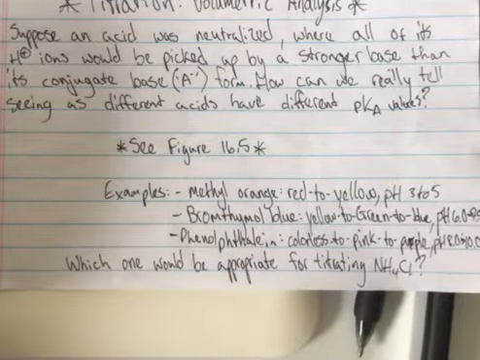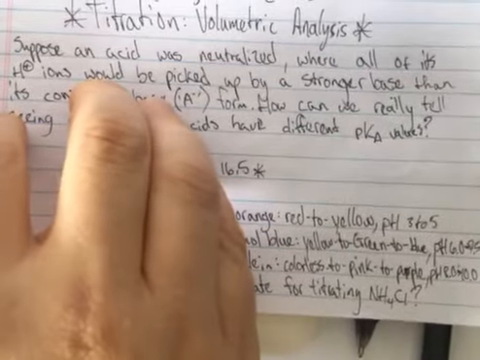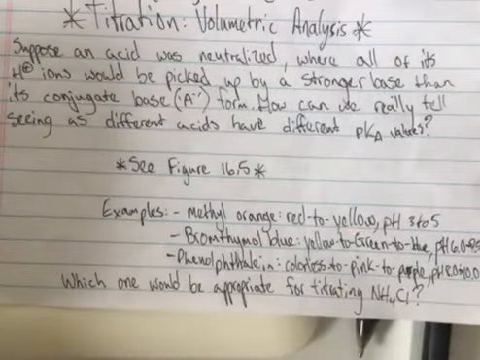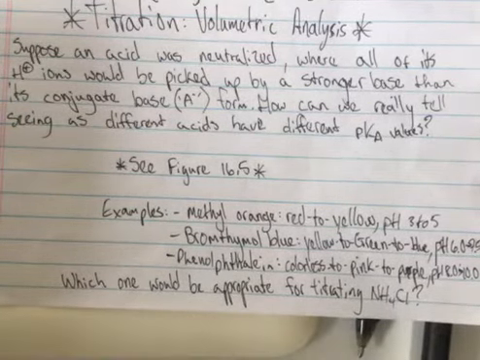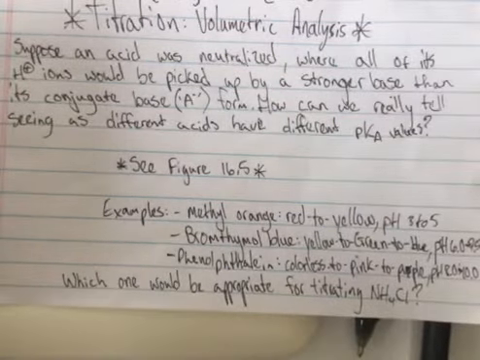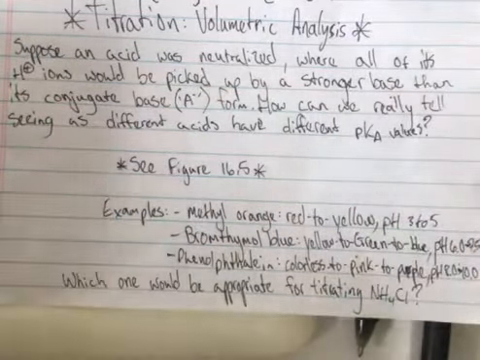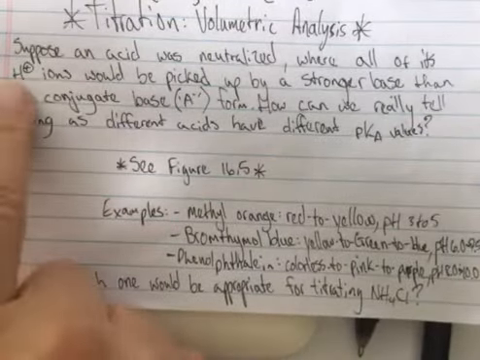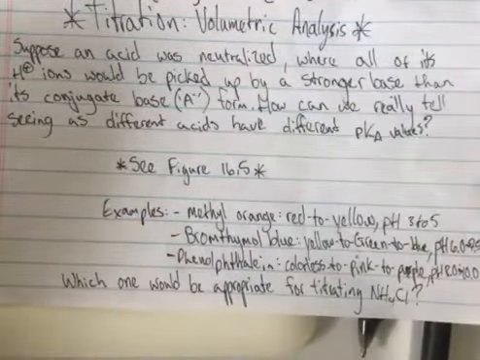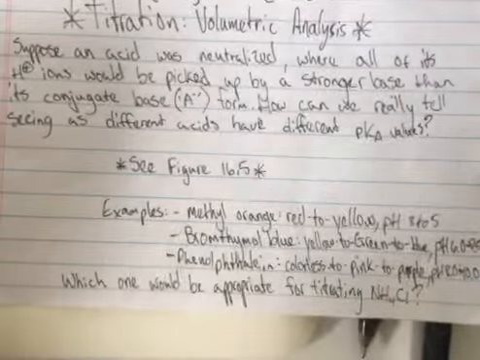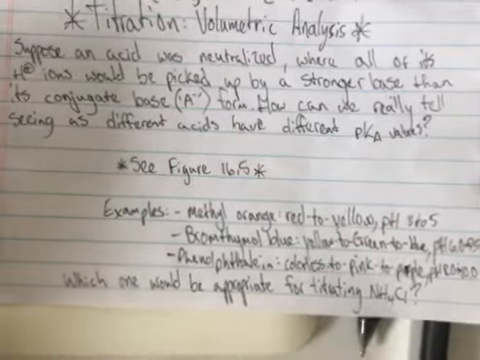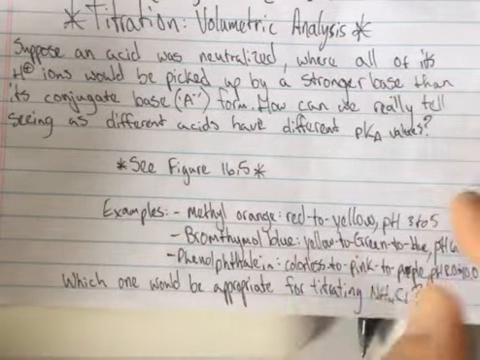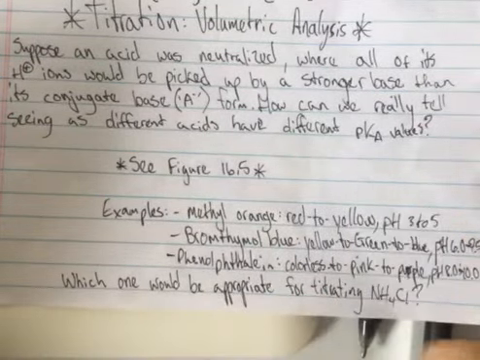Okay, so let's think back about what kind of volumetric analysis we're going to employ to figure out exactly what concentrations we're dealing with. I'm going to give you a scenario. Suppose an acid was neutralized where all of its H plus ions would be picked up by a base stronger than its conjugate base. So one needs to be more fitted to be an acid and one more fitted to be a base in order to have an effective transfer.